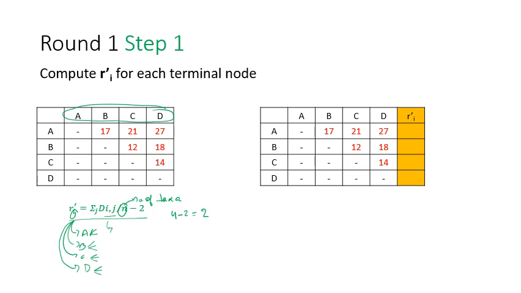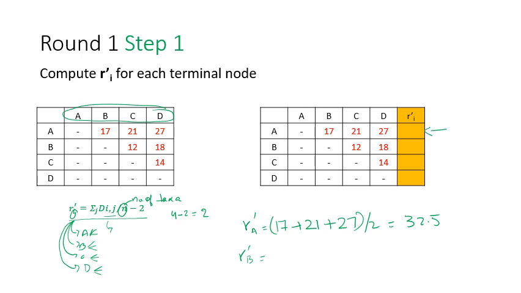So first we'll compute the r of A value. To compute r of A, we'll see what's the distance of A to every other taxa. So A to B is 17 plus A to C is 21 plus A to D is 27. Divided by 2 and you will get 32.5.